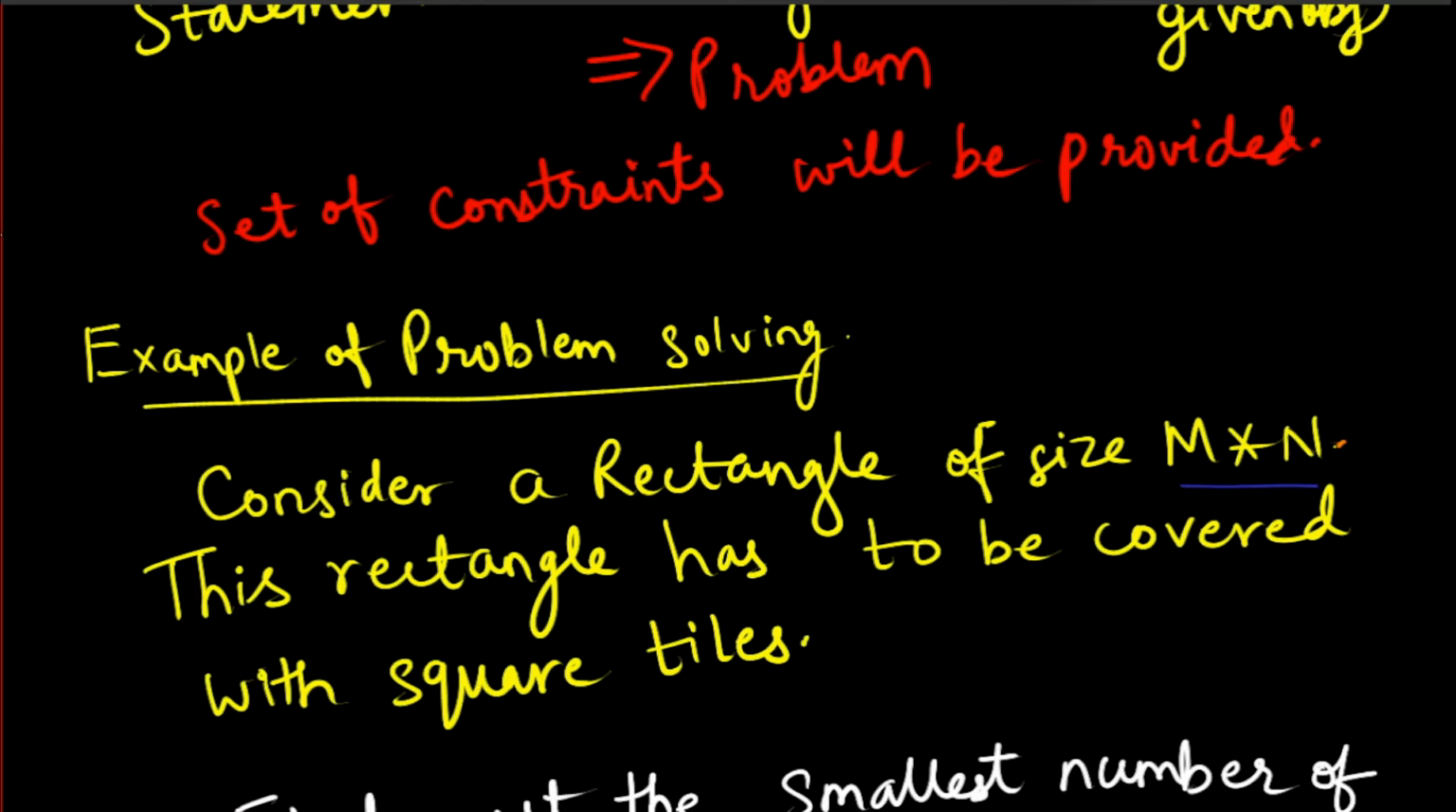Now, this is a statement. This statement has two parts. First part is a scenario. What is the scenario? Consider a rectangle of size m cross n. That's a scenario. Another scenario is this rectangle has to be covered with square tiles. Now, these two statements form a scenario.